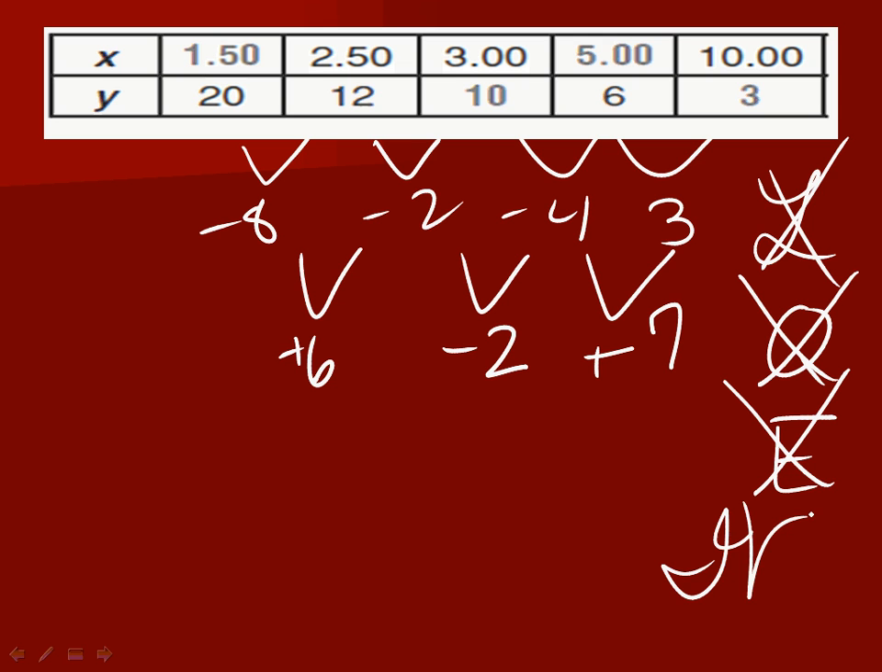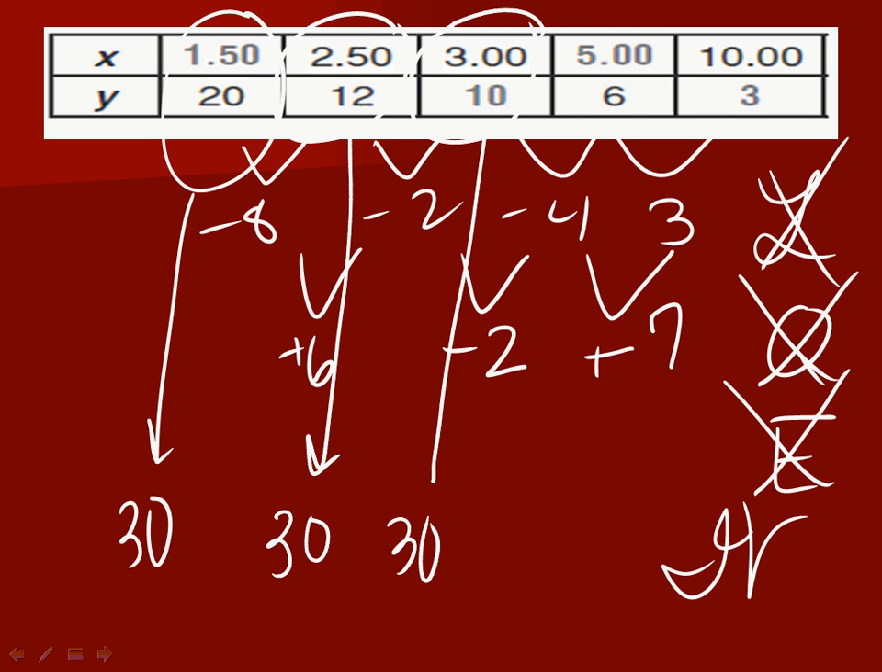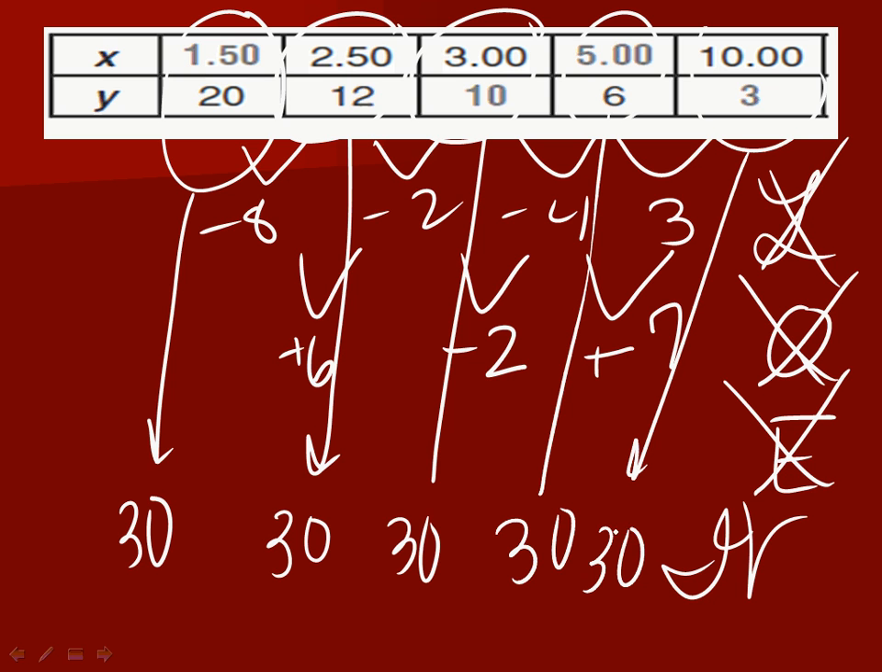Inverse variation is when you multiply them. $1.50 times 20 gives me what? 30. $2.50 times 12. 30. 3 times 10. 30. 6 times 5. 30. 10 times 3. 30. Okay, it's definitely inverse variation.